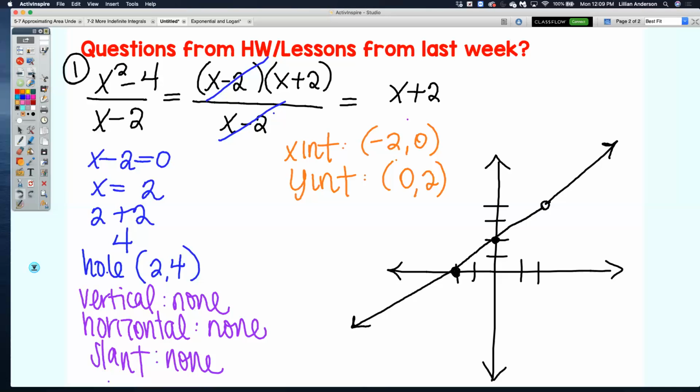Miss Anderson? Yes. So this is still considered a rational function because it has discontinuity, right? It still has discontinuity, and originally the function was a rational function. Is this question that was on the homework going to count against us? Because I don't think a lot of us knew what to do because it wasn't an example in the video. True. I'm not going to count this homework, to be honest. I'm not going to count any of your homework from last week.